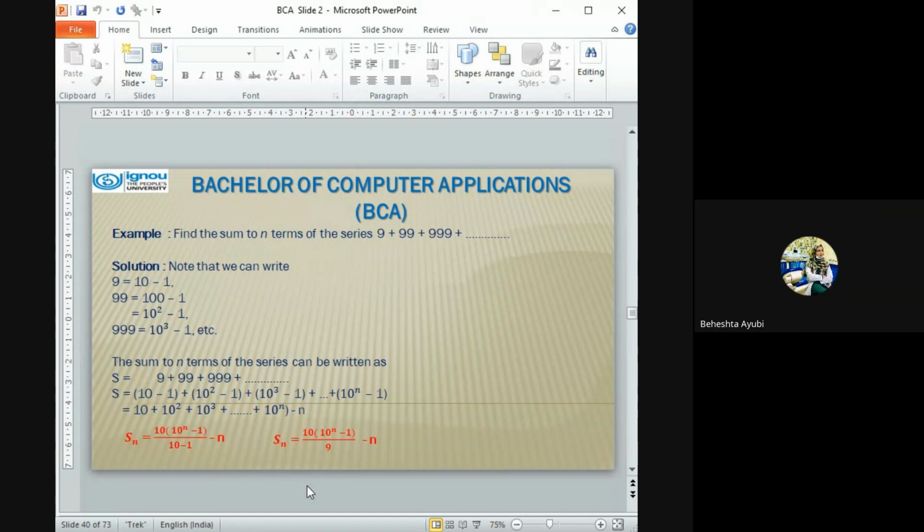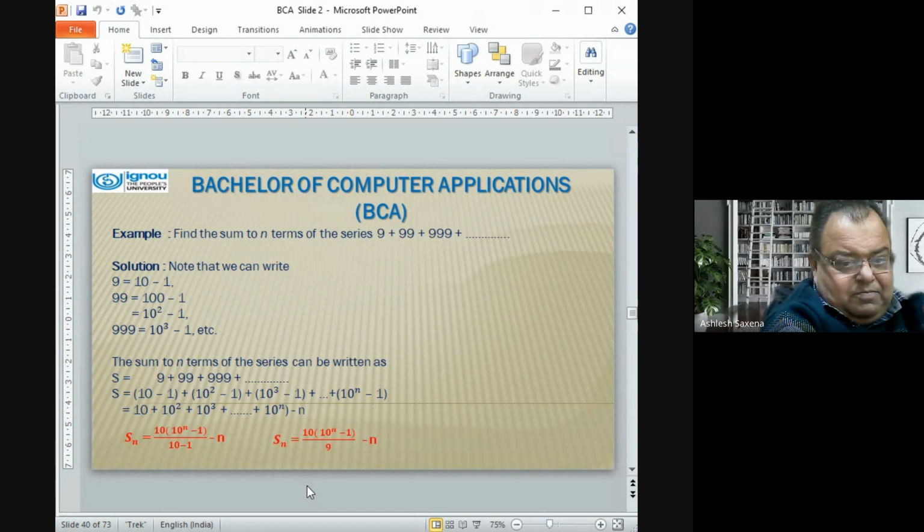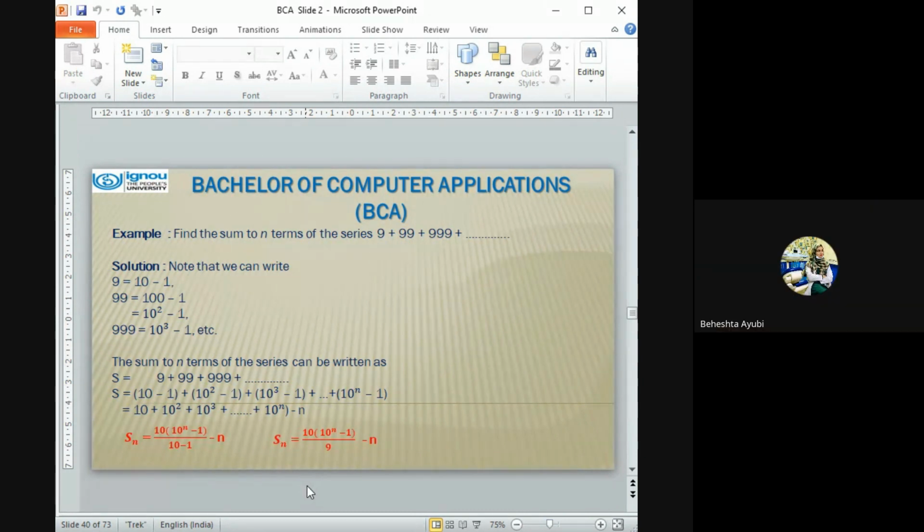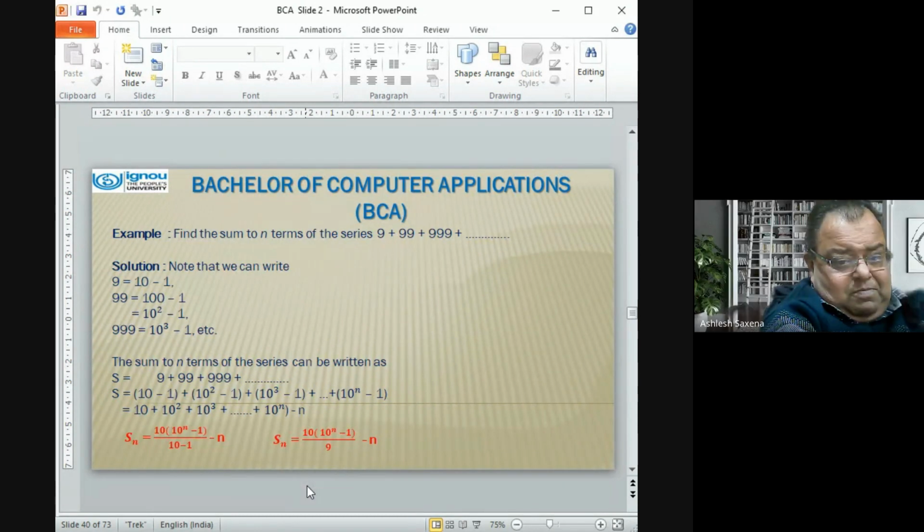This is correct, sir. How come? Because teacher, you make this into a GP and minus 9 and minus n. And in the end, we just write the formula and minus n. I didn't get what you mean to say. I'm just asking. You have solved this problem. Now you have to see whether you have done it correctly or not. What will you do?